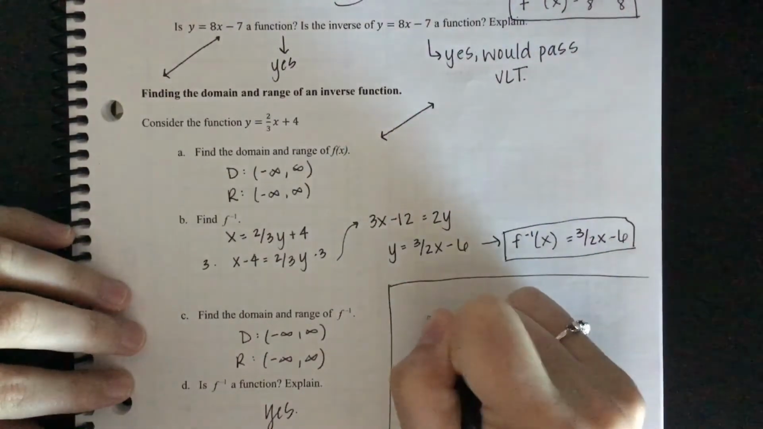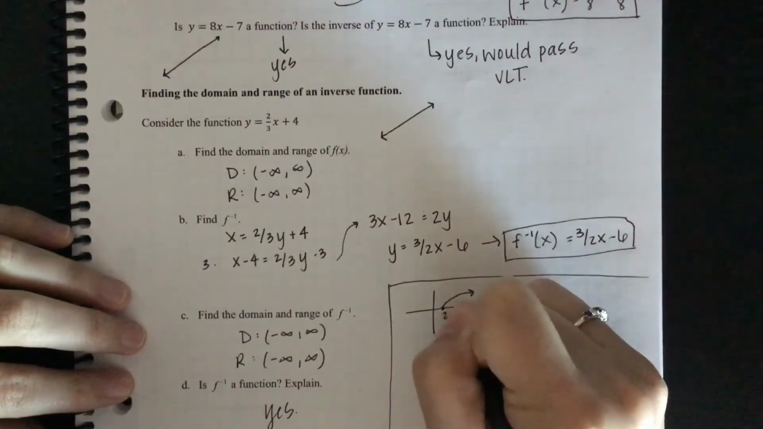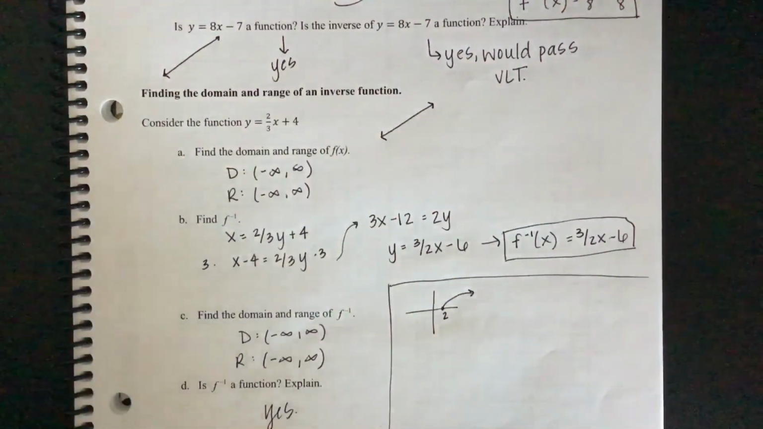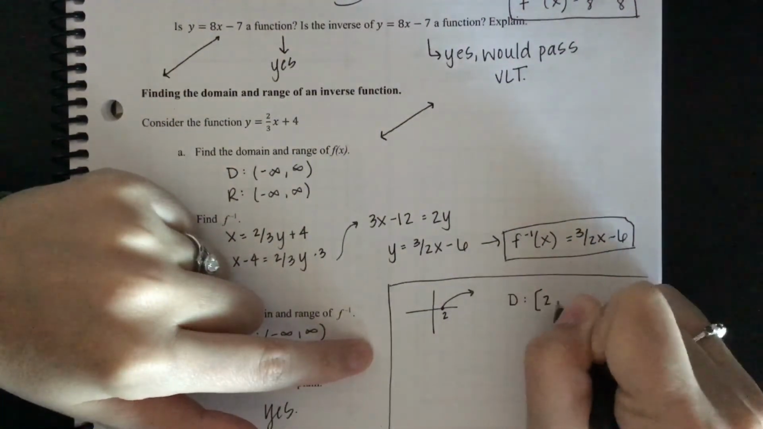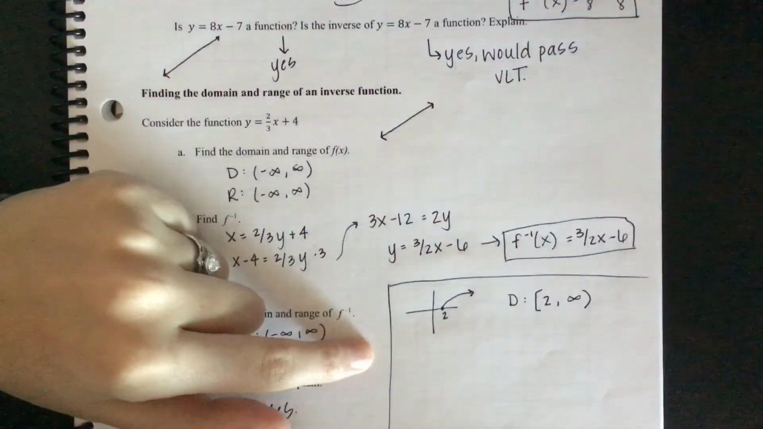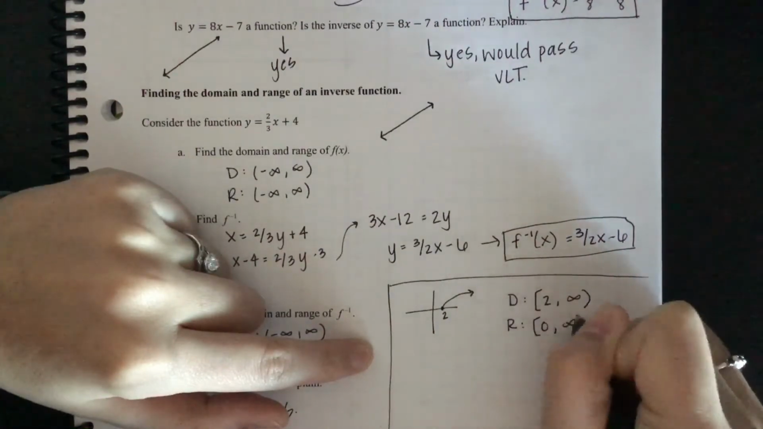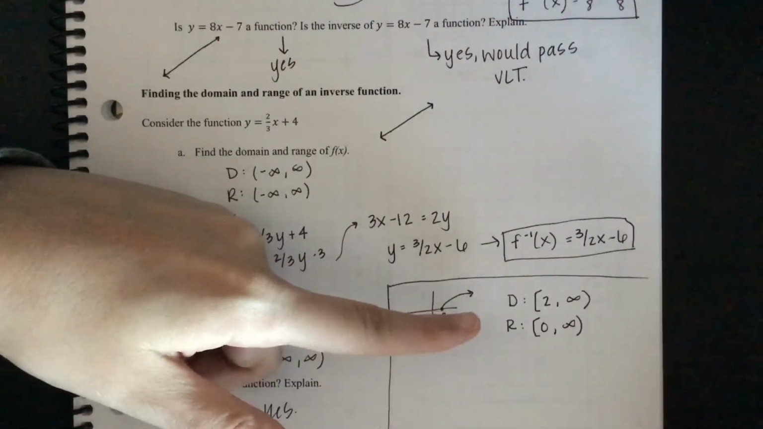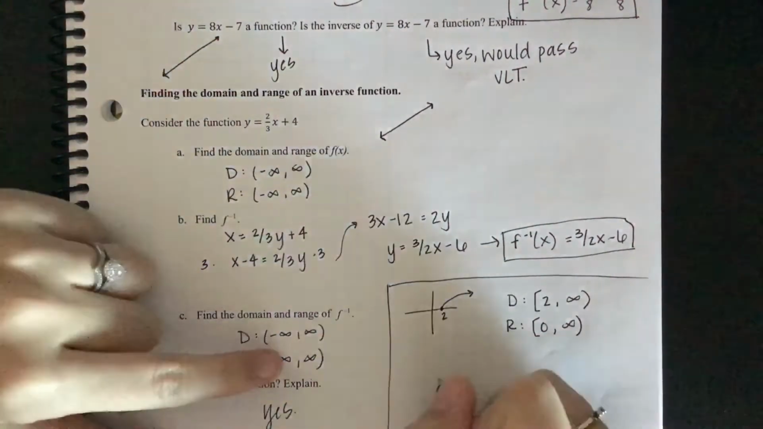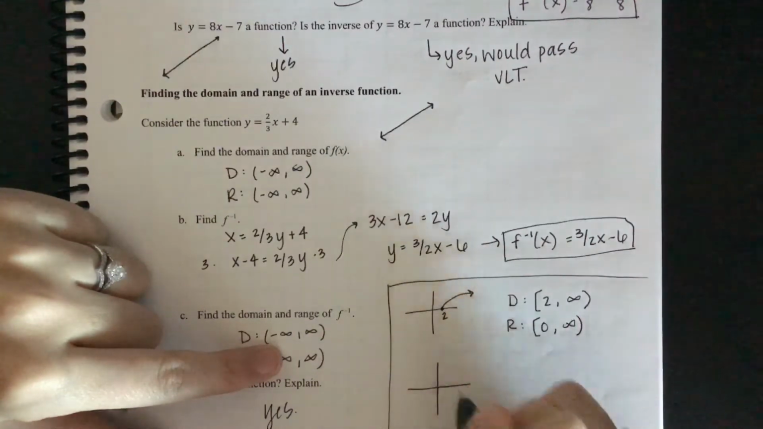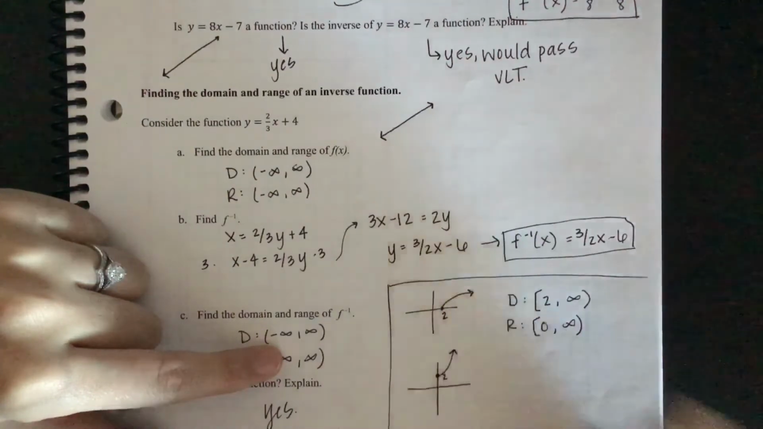I'm going to give you a graph, and that's a 2. The domain of this graph would be 2 to infinity. The range of this graph would be 0 to infinity, because the lowest we go is 0 on the y-axis. Now, its inverse looks like this.